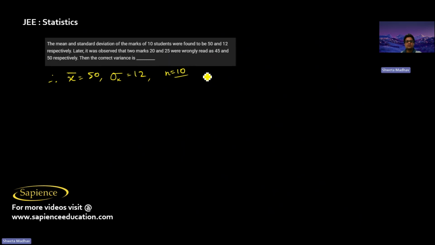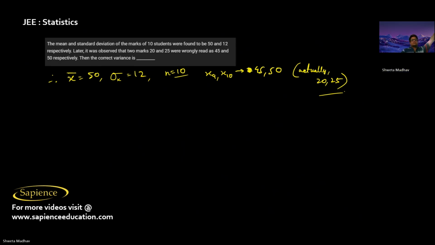It was observed that two marks, x9 and x10 suppose, were wrongly read as 45 and 50. So it was read as 45 and 50 and actually it had to be written as 20 and 25. 20 and 25 it should be.